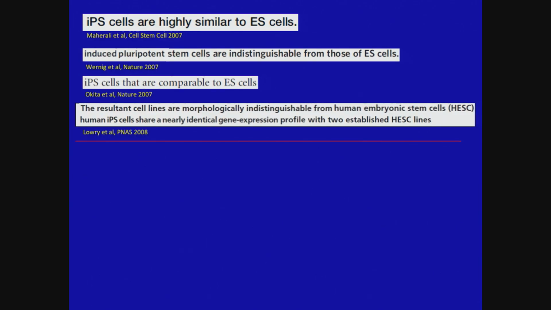Now, it's funny how scientists think and work, because if you look at the titles of the papers in the first 2 years after the original discovery, iPS cells are highly similar. Induced pluripotent stem cells are indistinguishable from ES cells, comparable, morphologically indistinguishable. I mean, we were pretty convinced that these cells were where we wanted to be. But then I guess scientists get bored. I don't know. They start looking for more challenges. So then things start changing.